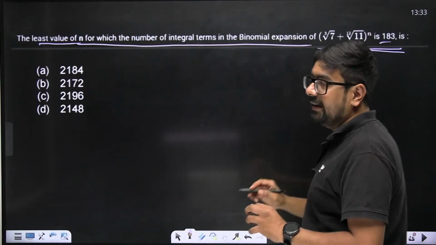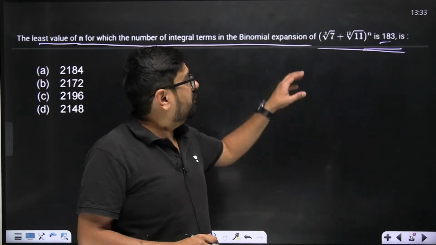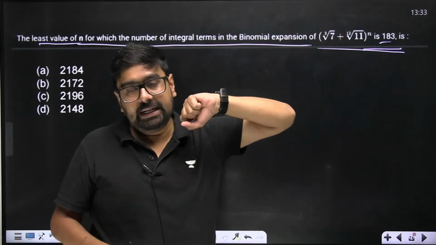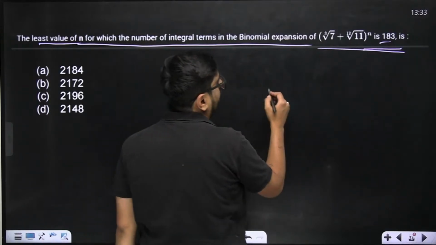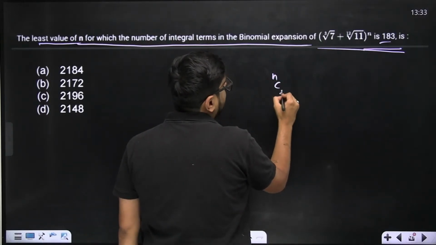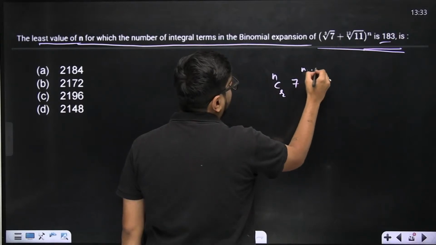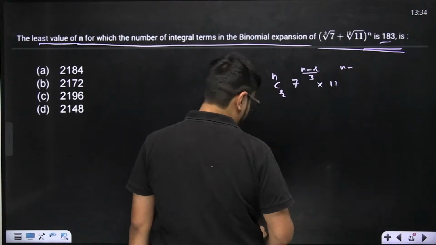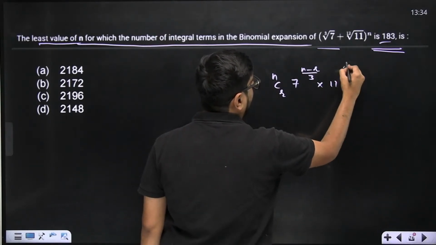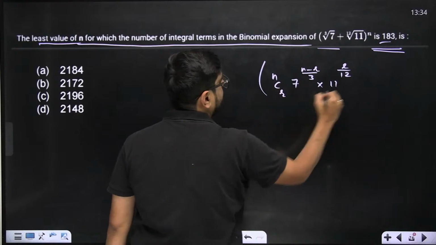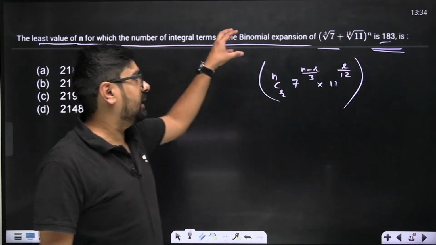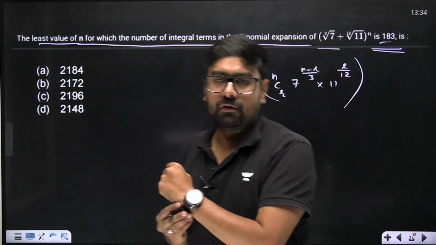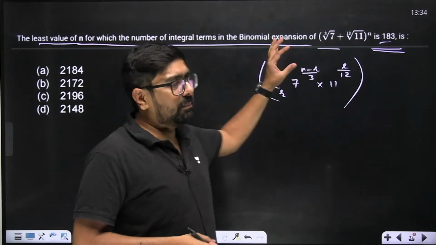What they are saying is, what should be the least value of n for which the expansion will have integral terms equal to 183. Now, generally, how do you find an integral term? You'll say that the general term of this expansion will be nCr 7 to the power of (n minus r) by 3 and 11 to the power of r by 12. Then you will simply say that r should be a multiple of 12 and of 3. You find the LCM of 3 and 12, which is 12, and find all the multiples of 12.